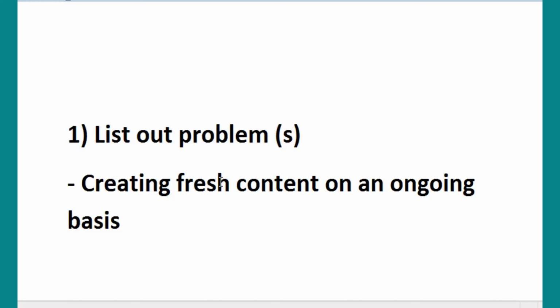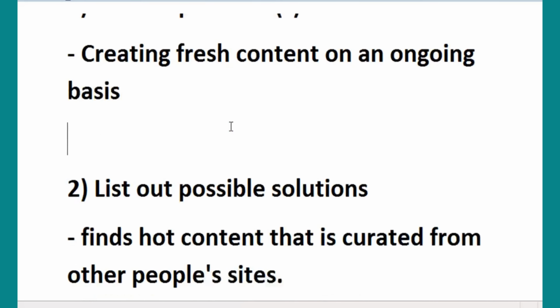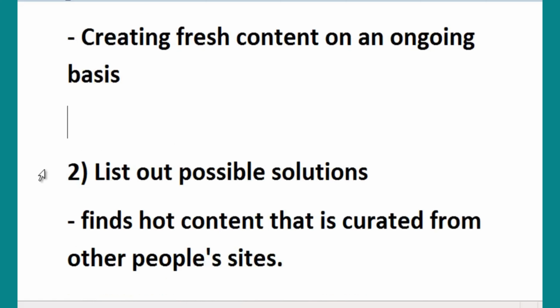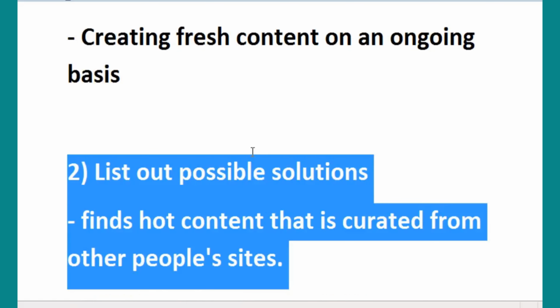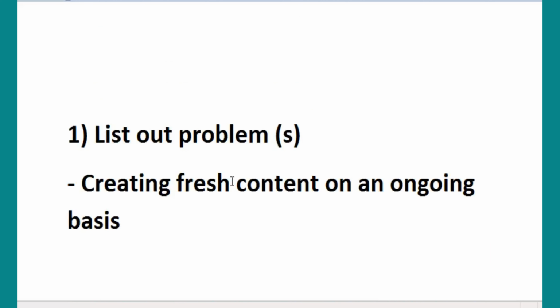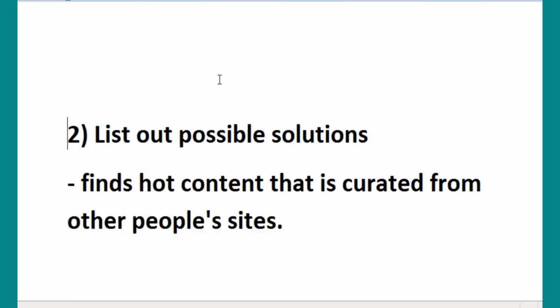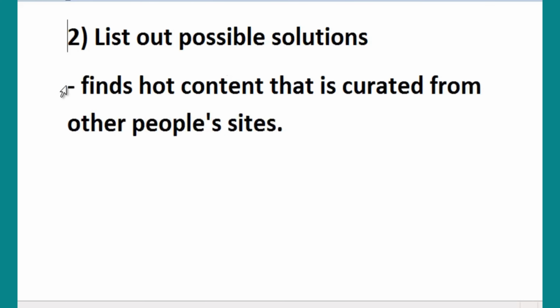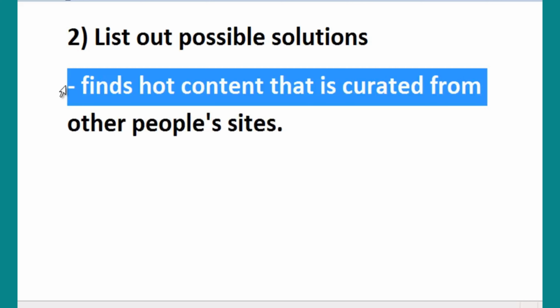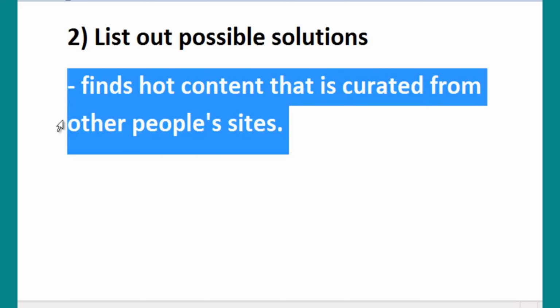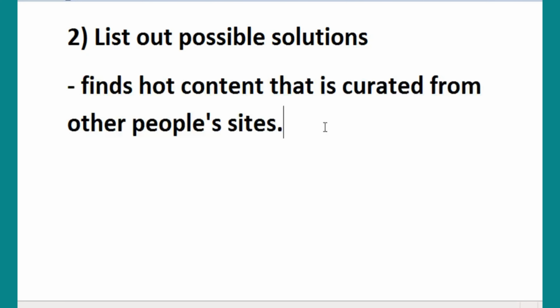Okay, so back to where we left off in the previous video, what we're gonna do now is break down the list of possible solutions. We already figured out that the problem was creating fresh content on an ongoing basis. Now we are going to take the list of possible solutions right here, which is finds hot content that is curated from other people's sites and maybe places it on the WordPress post or page. So let's write that down.